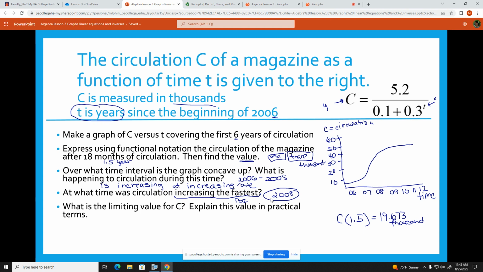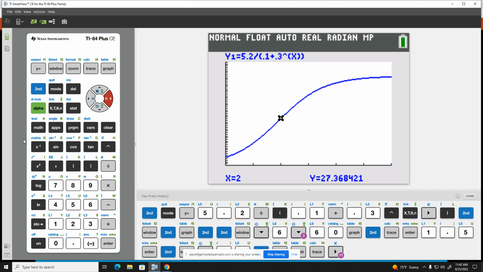And then what is the limiting value? So we talked about this last week as well, and we said the limiting value is like a lid or a glass ceiling. And when we looked for the limiting value, we want to look at where this levels off. So just guessing from what we saw before, I think it's 52,000. And I'm going to look at my calculator to show me why I think it's 52,000.